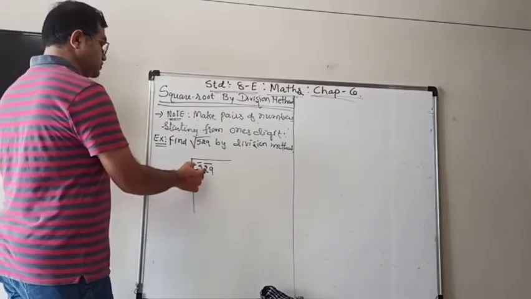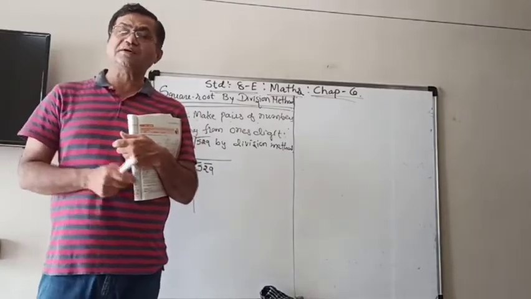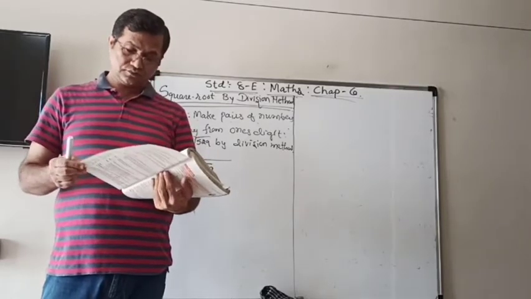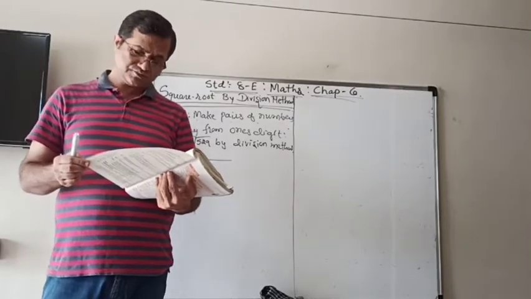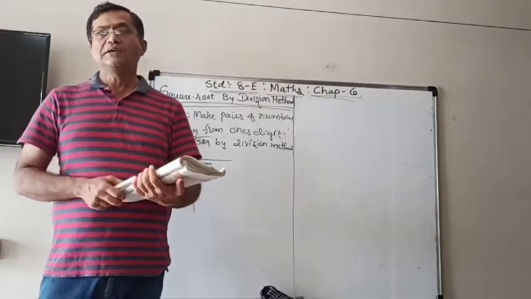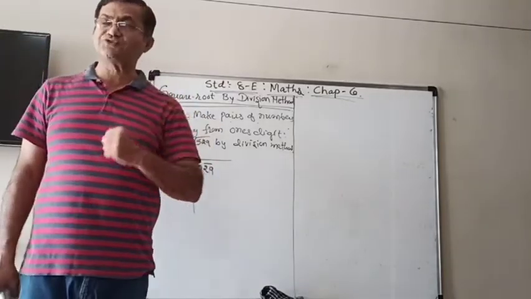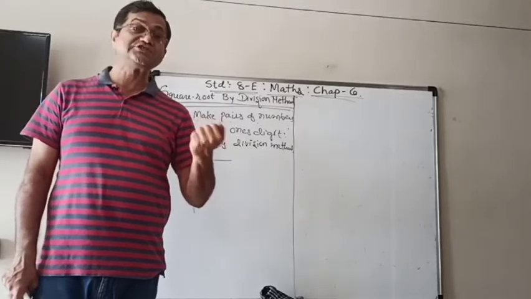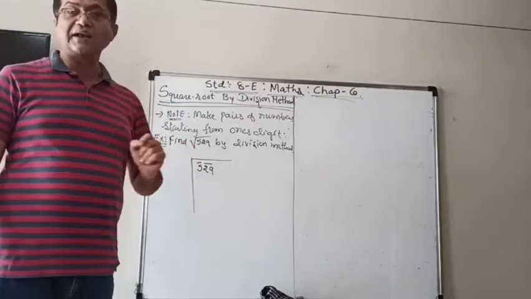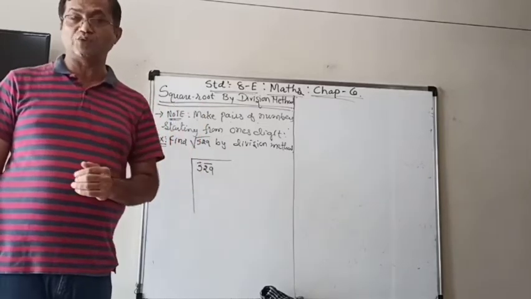Now in the first there is only 5. Now we have to check that 5 is between which two perfect square numbers. Like if you start, 1 square is 1, 2 square is 4, and 3 square is 9. And it is between 4 and 9. Meaning it is between 2 square and 3 square.